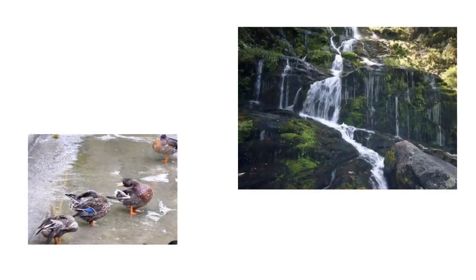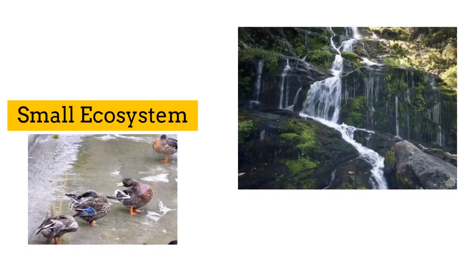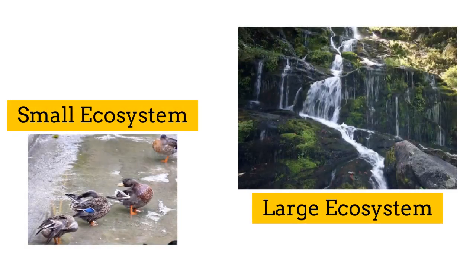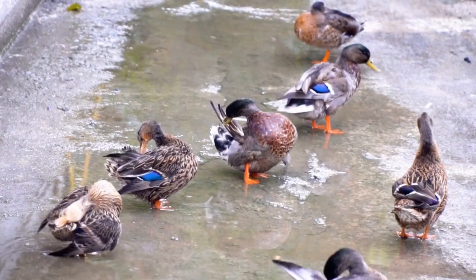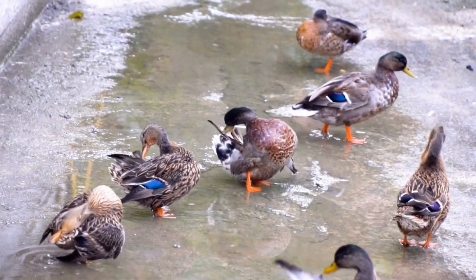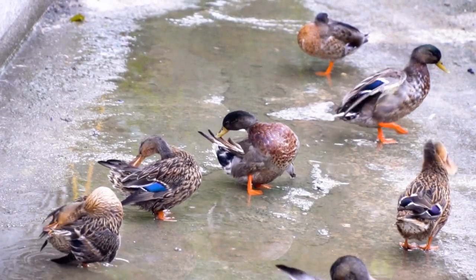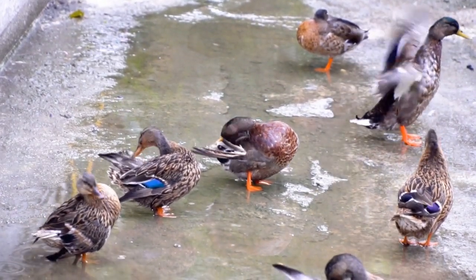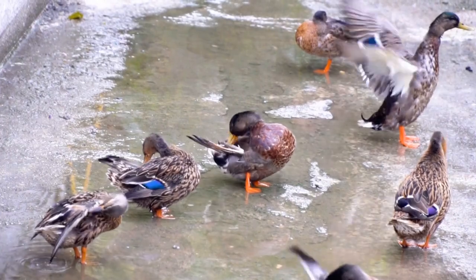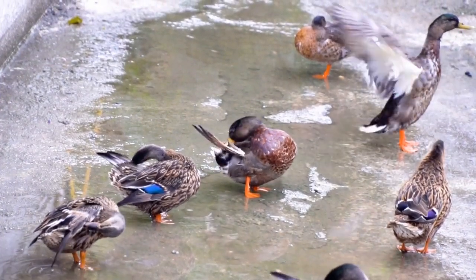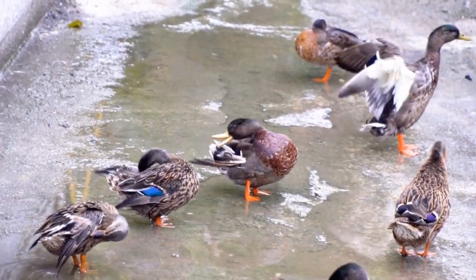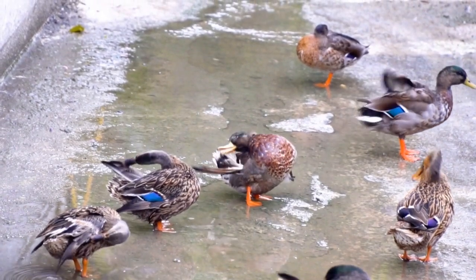Here's the thing about ecosystems: they can be small, medium or large. It all depends, just as long as it's an environment where living and non-living things interact with each other. For example, this puddle is an ecosystem. Yeah, it's just a small puddle but it's an environment where living and non-living things interact with each other. This little puddle is an ecosystem. It's a very small ecosystem but it's an ecosystem.